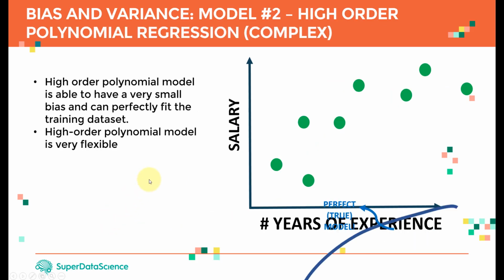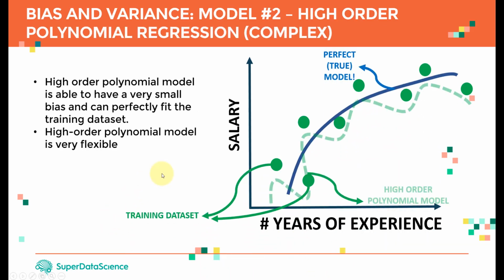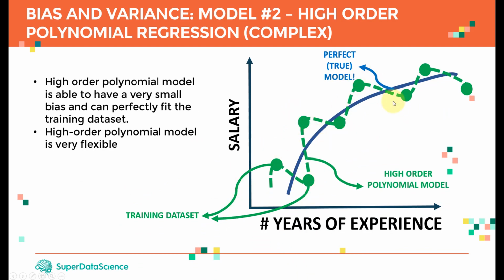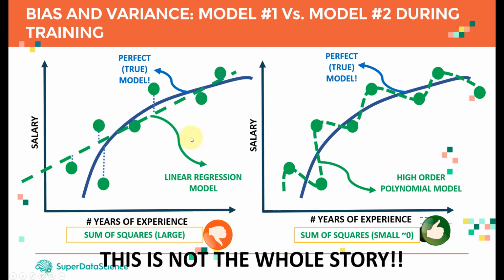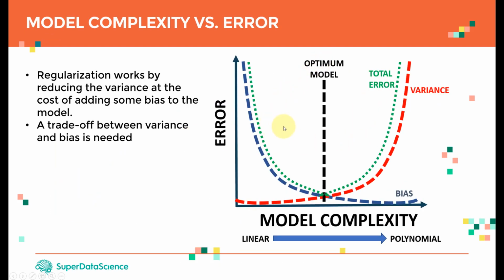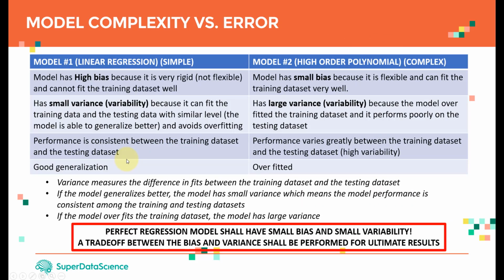However, for model 2, we have a much better fit during training. But during testing, it provides horrible results because this model has overfitted. What we're looking for is a model that can reach an okay bias and variance, and reach a point where we minimize the total error between the two. This is a quick table that looks at the difference between model 1 and model 2.